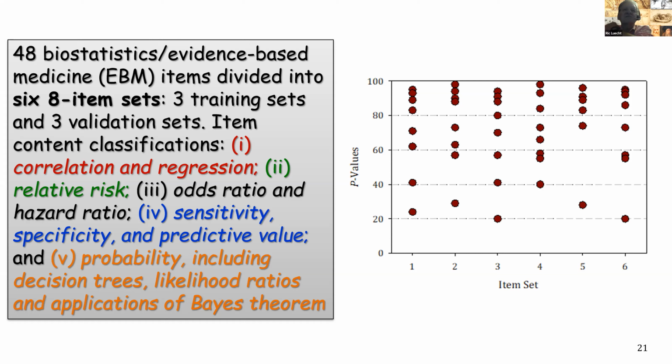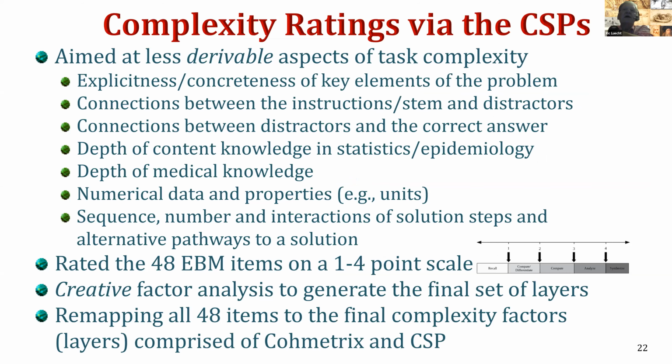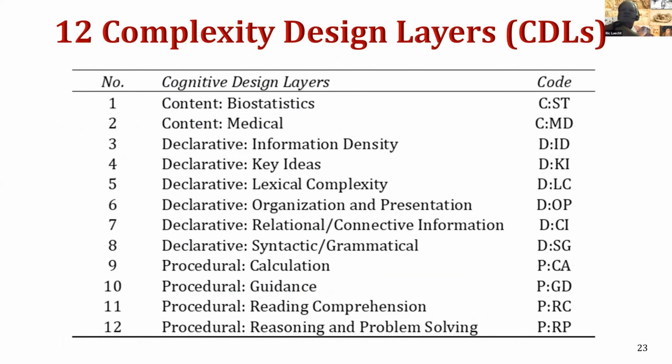And you can get a sense of the different content here, the things we see in stat, a few things from biostat like odds ratios, hazard ratios, sensitivity, and specificity. The items were balanced as best we could for difficulty of the item sets, and they did the rating. Now, they were actually looking for things like the concreteness of elements, key elements in the problem, connections between the stem and distractor. That comes from Kirsch and Mosenthal's type of study. I'm not going to, again, go through all the data here. These were basically the 12 complexity levels we got out.